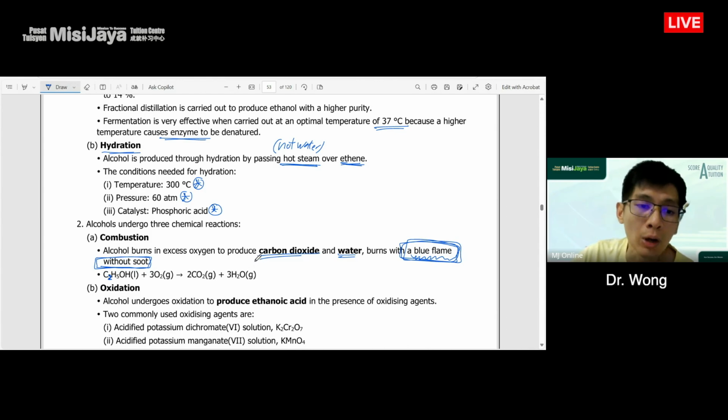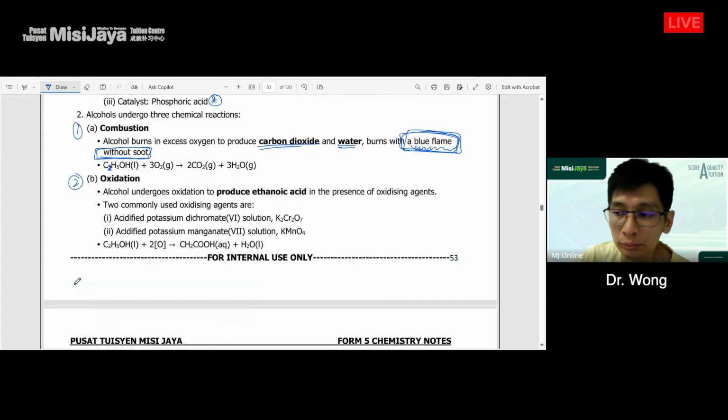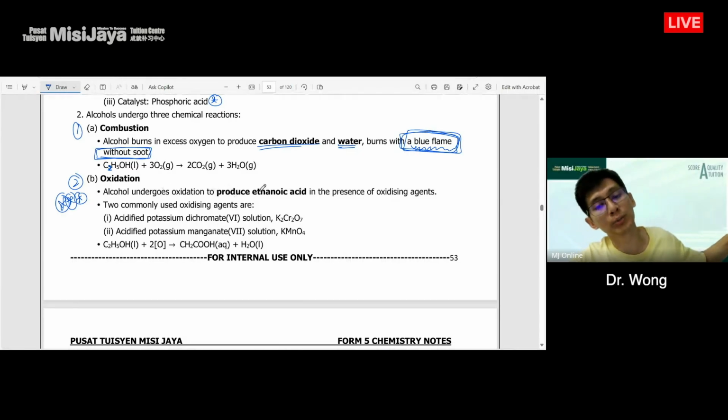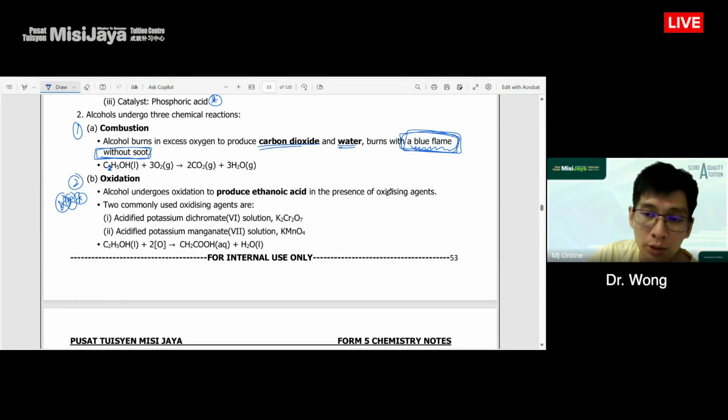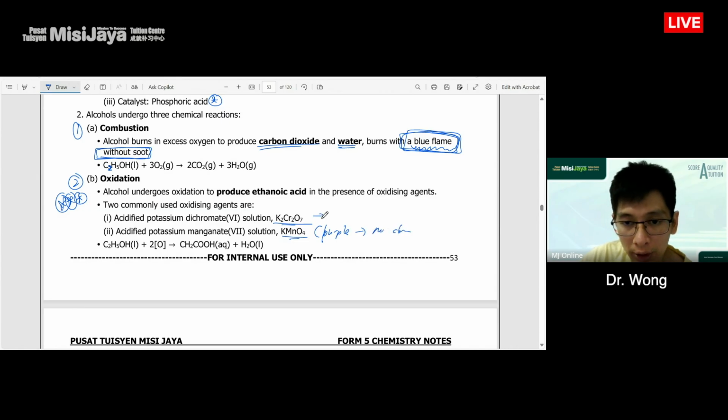Okay, so the second reaction, this is the first one. The second one is oxidation. Again, this process is important. Why? Because it involves another homologous series group. Okay, alcohol undergoes an oxidation process to produce ethanoic acid in the presence of an oxidizing agent. What agent is it? K2Cr2O7. Okay, so this is from purple to no colors. This is from what? Orange to become green.